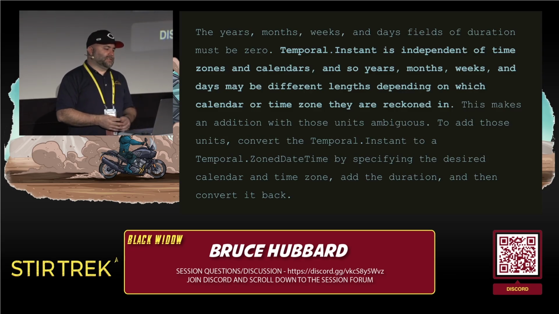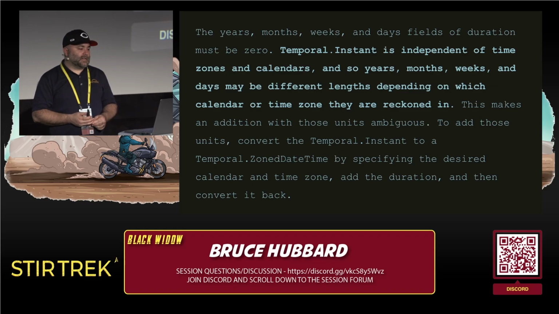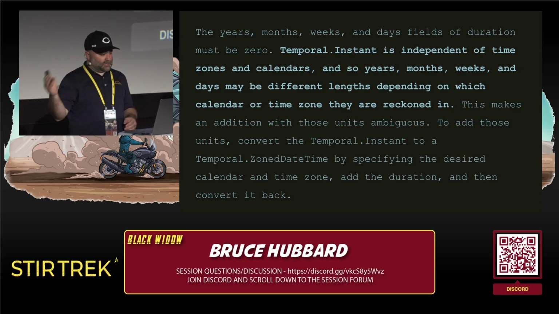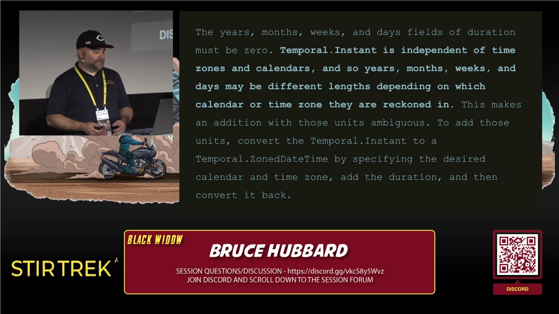It says the years, months, weeks, and days fields of duration must be 0. Temporal.Instant is independent of time zones and calendars, and so years, months, weeks, and days may be different lengths depending on which calendar or time zone they're reckoned in. This makes an addition with those units ambiguous. To add those units, convert Temporal.Instant to a Temporal.ZonedDateTime by specifying the desired calendar and time zone, add the duration, and then convert it back.